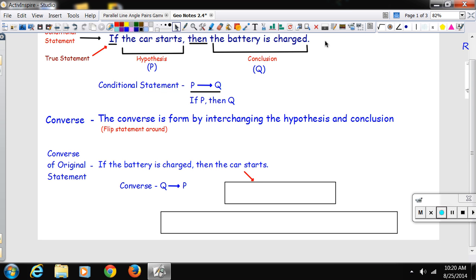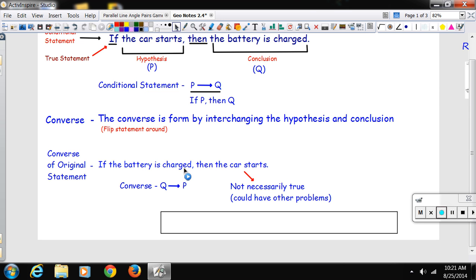Now notice this very first statement again. Look back up here again. And notice how I put true statement. That is a true statement. If the car starts, the battery had to have been charged, because the car won't start with a dead battery. So this is definitely a true statement. No doubt in my mind that that's true. This one down here is not necessarily true. Just because I had a true statement up here and I flip it around doesn't mean that this one has to be true.